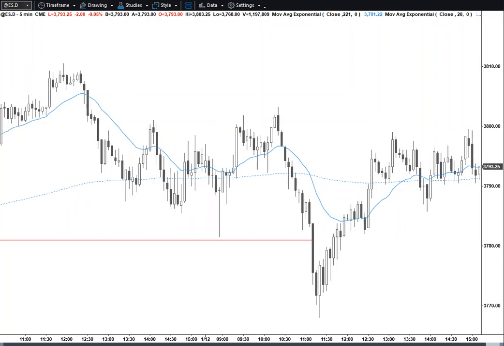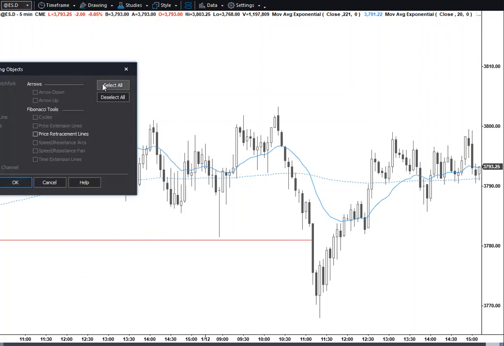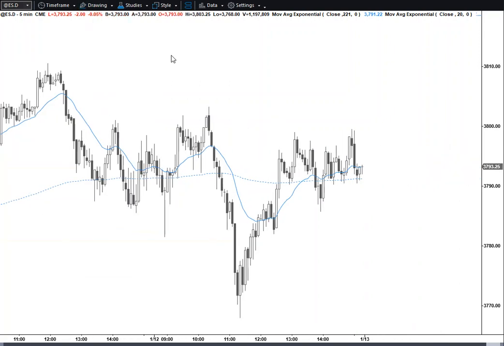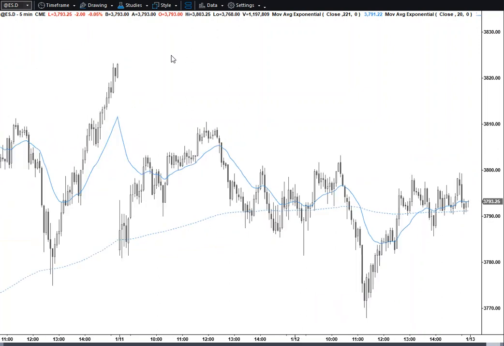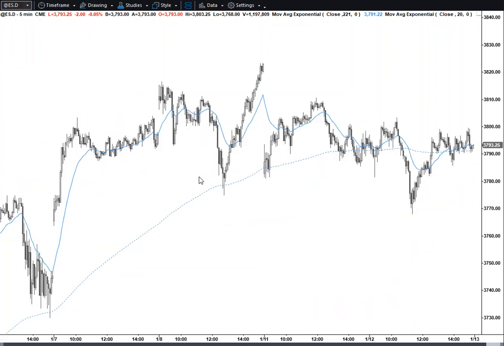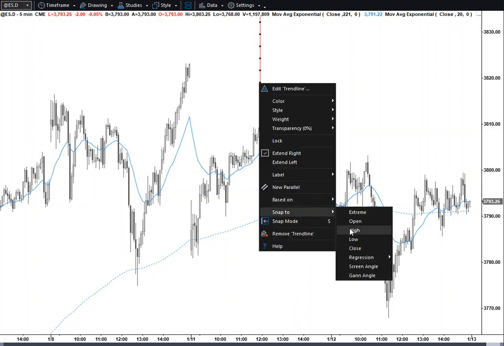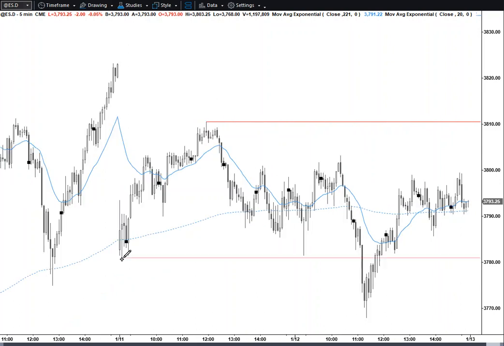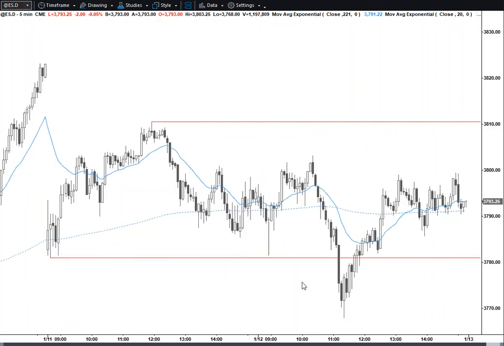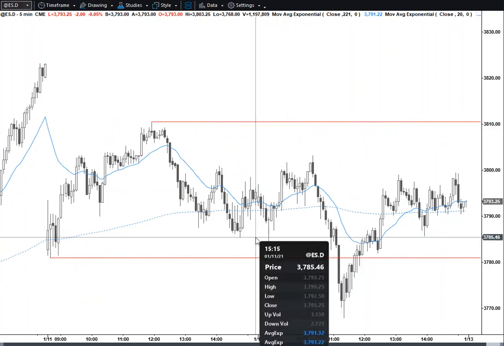Overall, let me get rid of some of these lines and start fresh. So the past few days, we've been in an overall trading range. We broke below yesterday's range. Let me do it like this. Here's yesterday's high. I've got snap mode on. There we go. Here's yesterday's high. Yesterday's low.